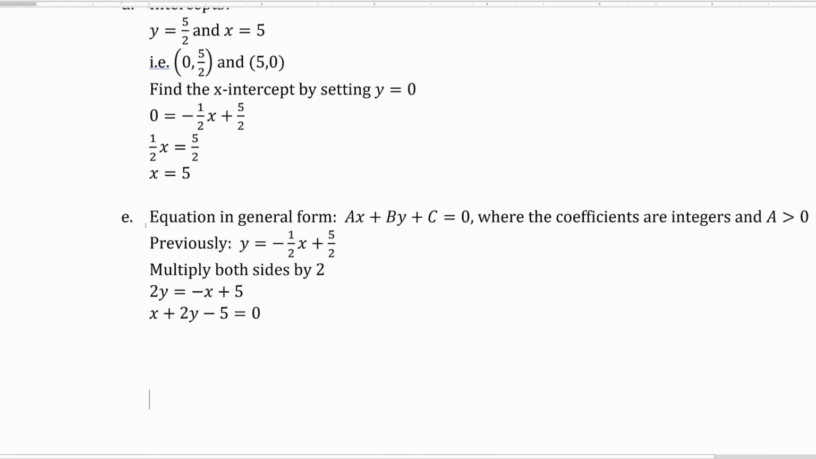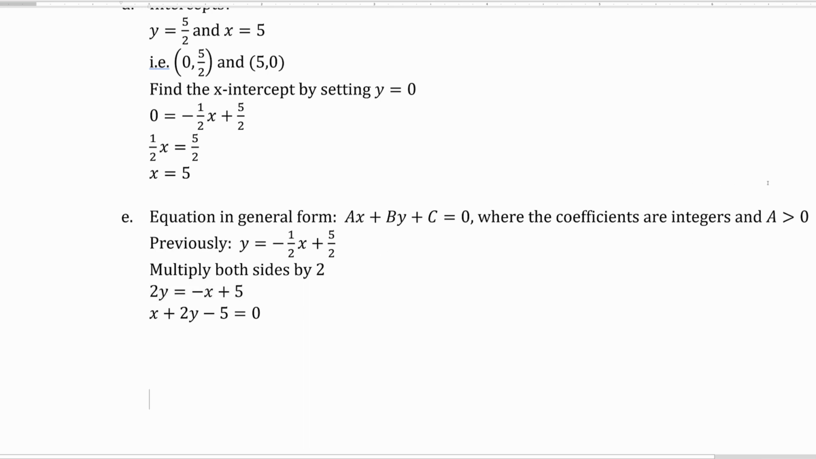Now let's find this same line equation in general form, ax plus by plus c equals 0, where the coefficients are integers, and a is greater than 0. Previously, we had y equals negative 1/2 x plus 5 over 2. Now, let's multiply both sides by the denominator, 2. We have 2y equals negative x plus 5.